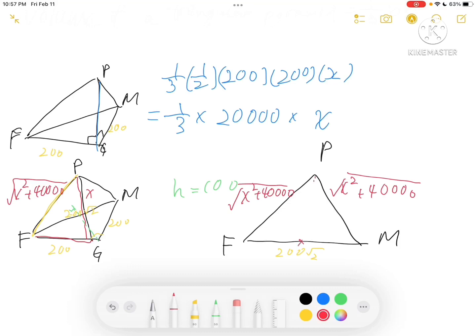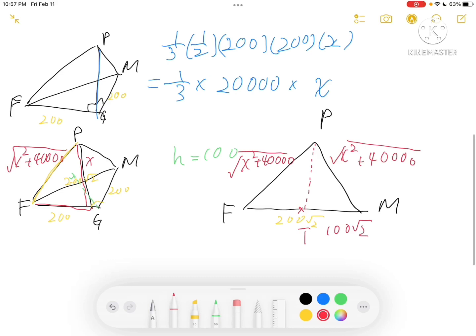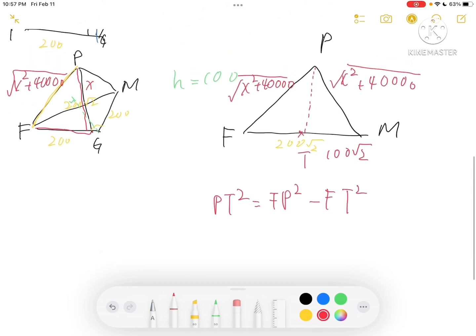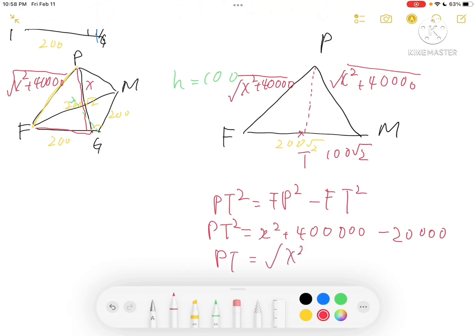So if we let T be the midpoint of F and M, we know that FT is equal to MT, which is 100 square root of 2. So by the Pythagorean theorem, PT squared is equal to FP squared minus FT squared. FP squared is just x squared plus 40,000, and FT squared is 100 square root 2 squared, so it's 20,000. So we know that PT is equal to the square root of x squared plus 20,000.